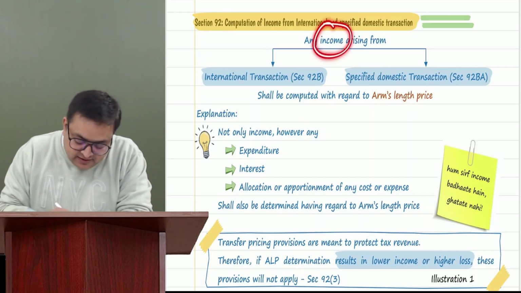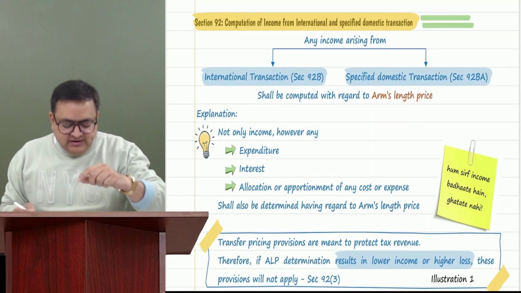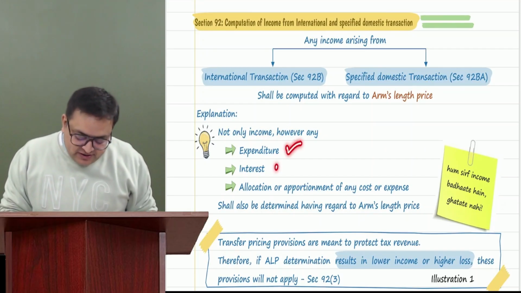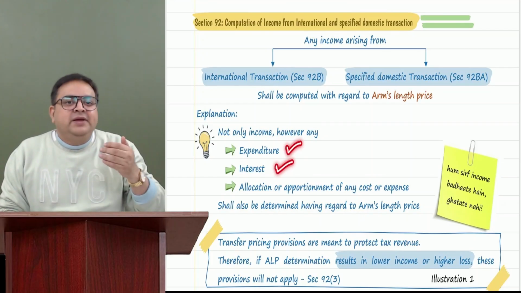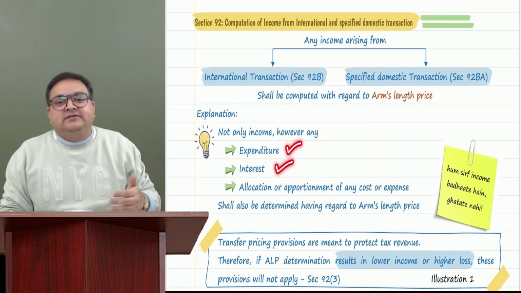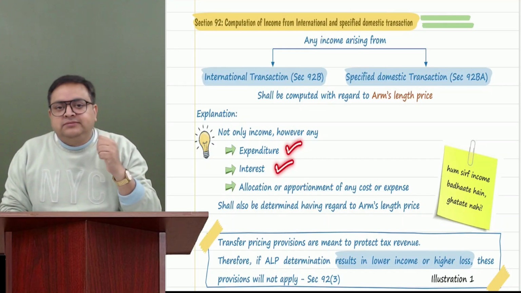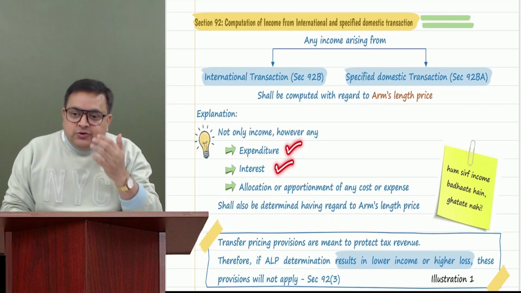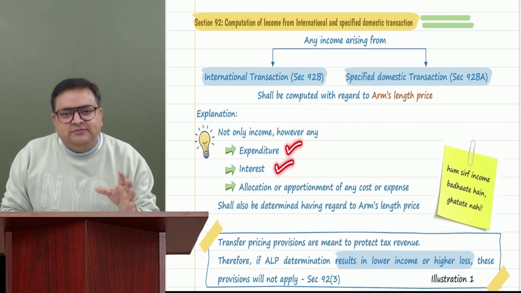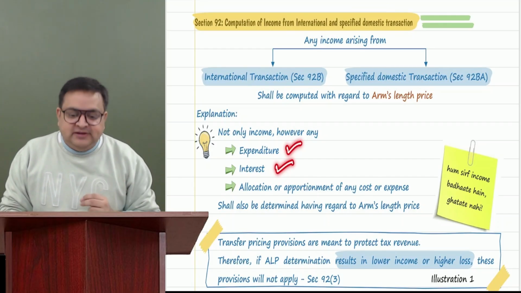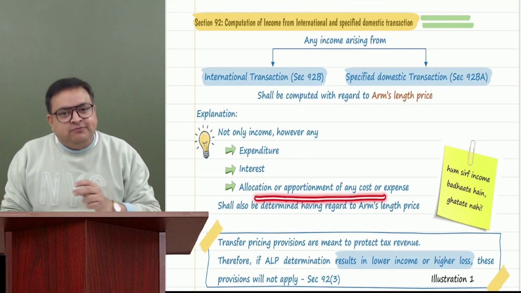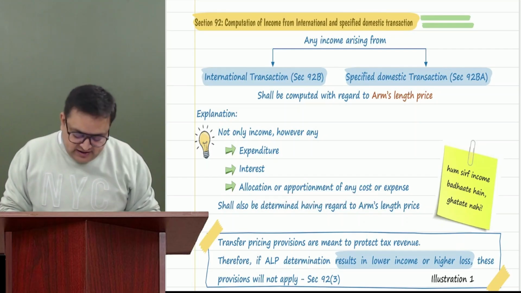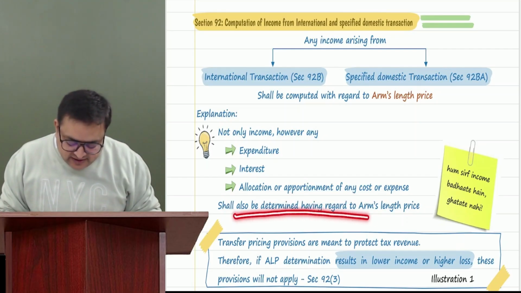Now here it is written income. Only income? No. The explanation was inserted: not only income, boss, the expenditure also. All expenditure, your interest, any type of expenditure. It could be purchases also. If you are paying royalty to the associated enterprises, it's an international transaction, or you are incurring expenses for know-how, it should be at arm's length price. Even the allocation or apportionment of expenses should be determined at the arm's length price.